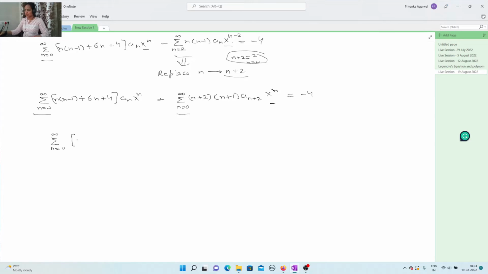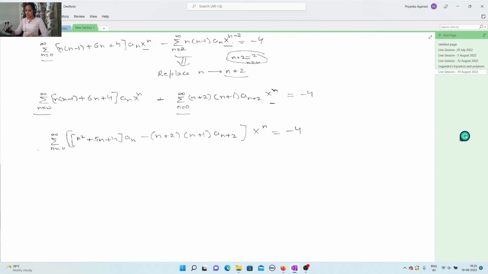Okay, so what will this be? The coefficient for x power n in this term will be n squared, opening the brackets, minus n plus 6n. So it will be plus 5n plus 4, a n, right? And for this term, it will be n plus 2 into n plus 1, a n plus 2. So now this is the coefficient of x to the power n.